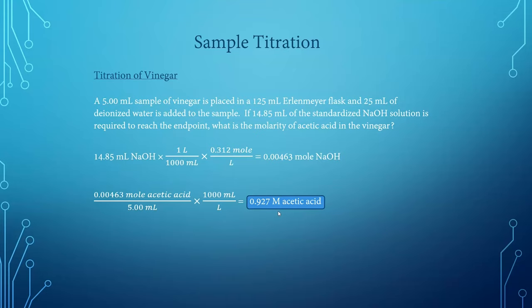Well, now it's time to head off to the lab. So we're going to go into the lab and do this same process. We'll standardize our sodium hydroxide with 2 runs. We'll then carry out 2 titrations of samples of vinegar. And then you can use that data to complete the lab and answer the questions.